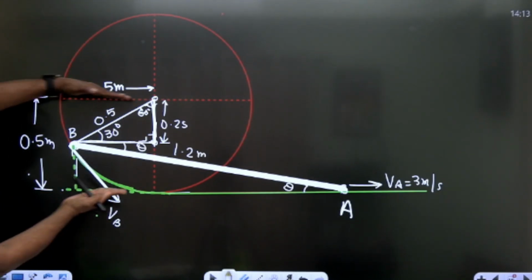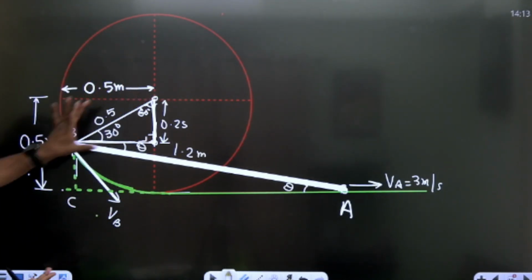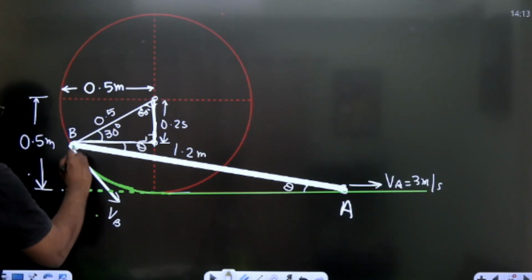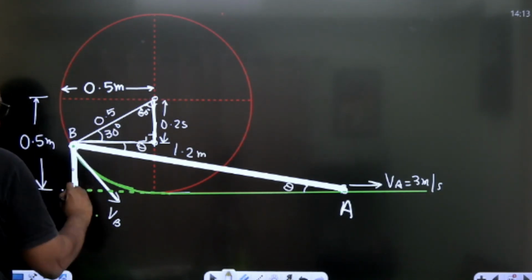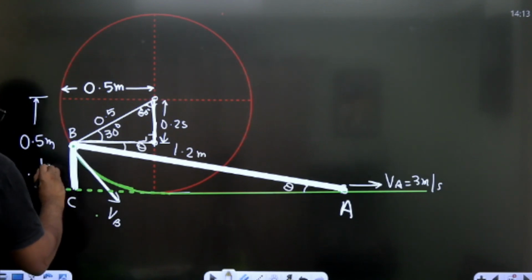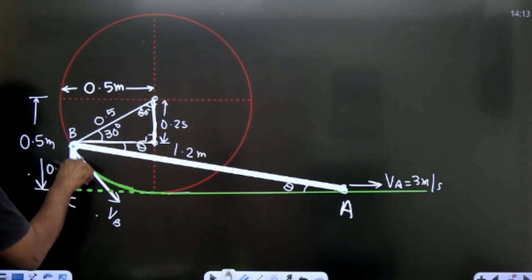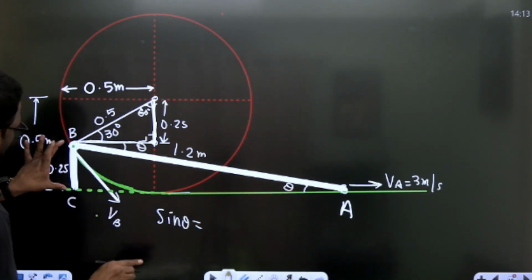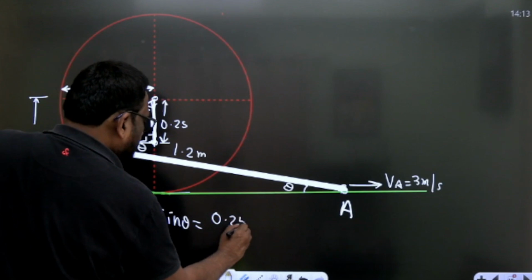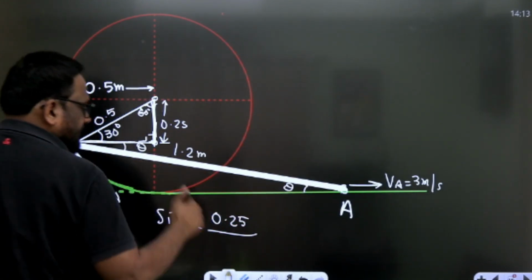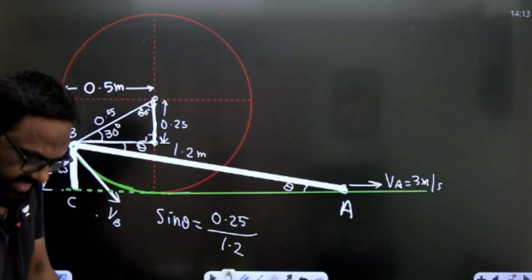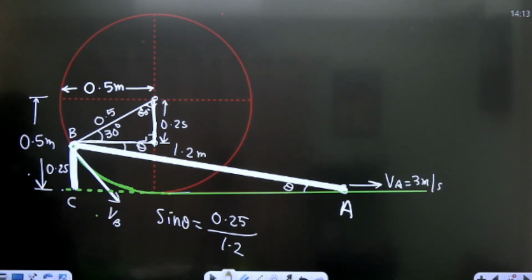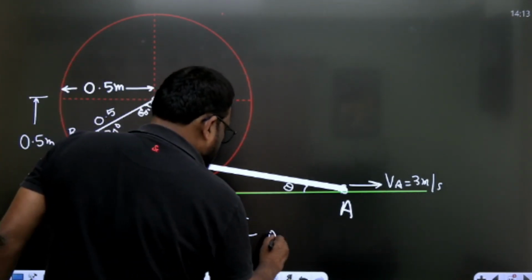This total length is 0.5, this length is 0.25, so this will be 0.25. BC length will be equal to 0.25. Once this length is known, sin theta will be equal to opposite, that is 0.25, by the hypotenuse. This length is 1.2. Let me calculate, sirs. So 0.25 divided by 1.2 and I want sin inverse. So 12.02 is coming, sir.